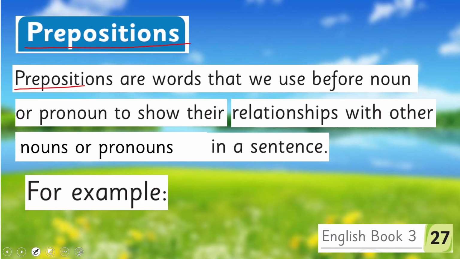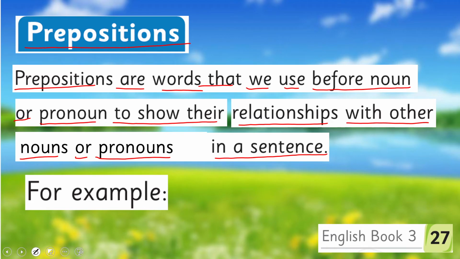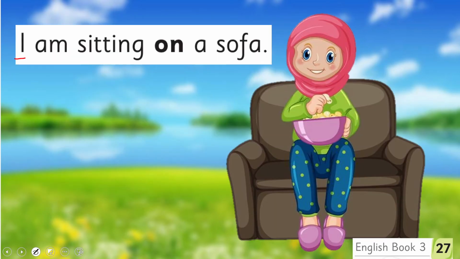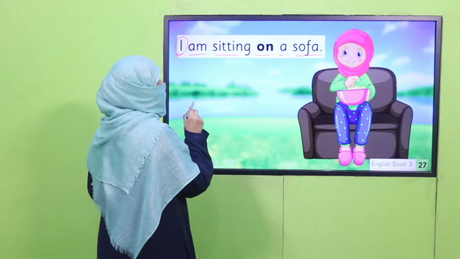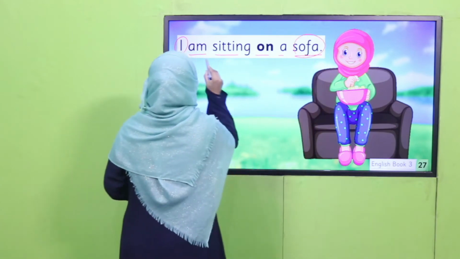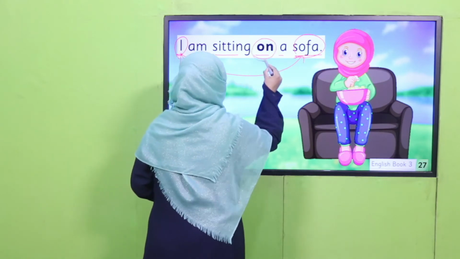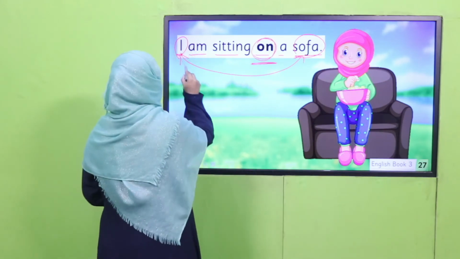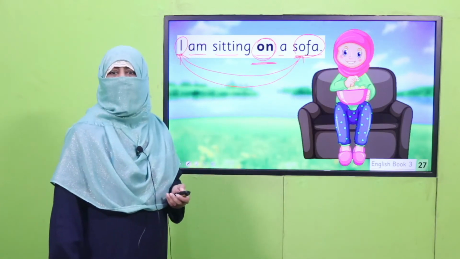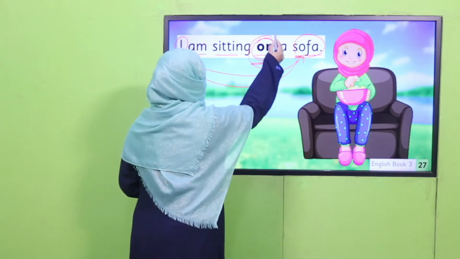Prepositions. Prepositions are words that we use before a noun or pronoun to show their relationship with other nouns or pronouns in a sentence. For example, I am sitting on a sofa. Now, I is a pronoun, you know it. Sofa is a noun, you know it. And what is the relationship between this pronoun and noun? I'm sitting on the sofa. So, on is telling my position in relation to the sofa. Are you clear? This is why it's a preposition.